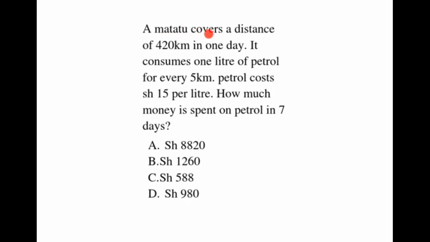A matatu covers a distance of 420 kilometers in one day. It consumes 1 liter of petrol for every 5 kilometers. Petrol costs 15 shillings per liter. How much money is spent on petrol in 7 days? Solution.